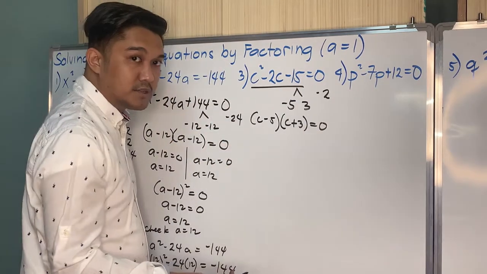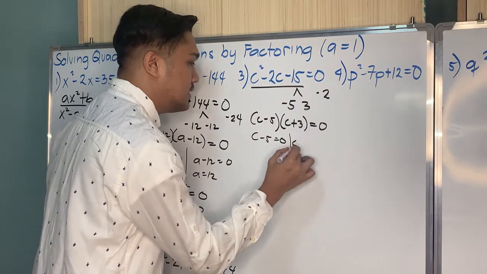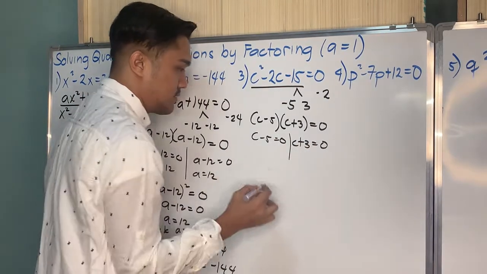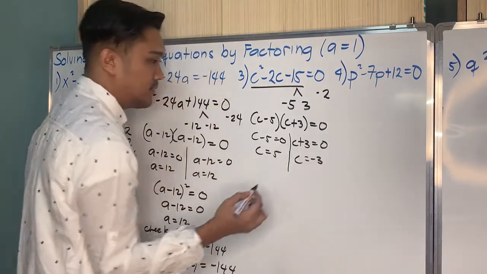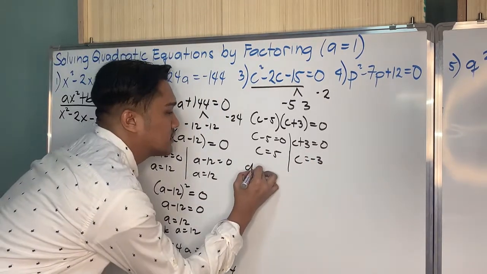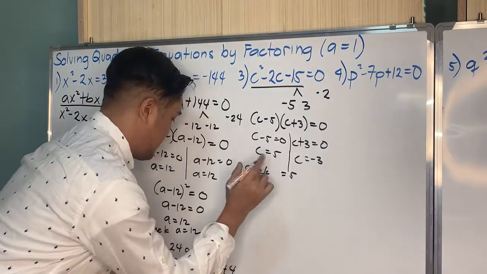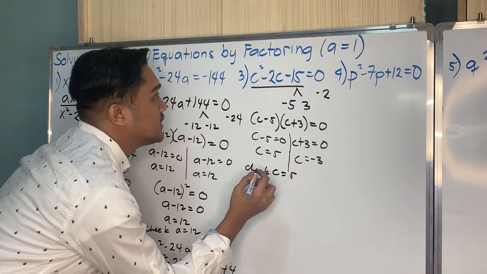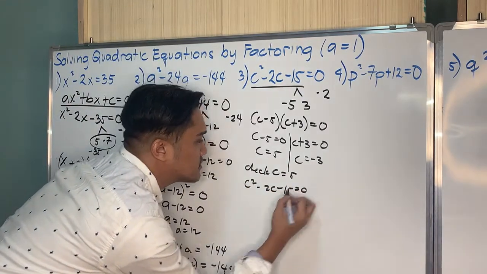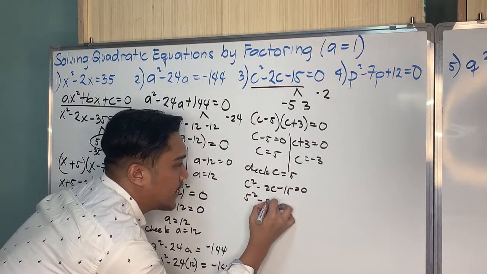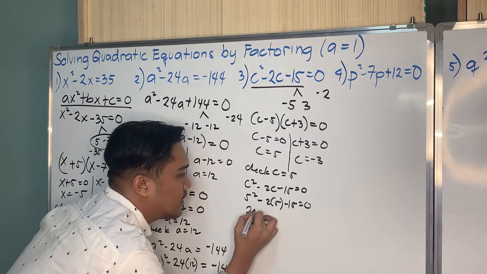Equate natin sa 0, zero product property. C minus 5 is equal to 0, C plus 3 is equal to 0. C is equal to 5, and C is equal to negative 3. Check natin. Check for C equals 5. So, C squared minus 2C minus 15 is equal to 0. 5 squared minus 2 times 5 minus 15 is equal to 0.